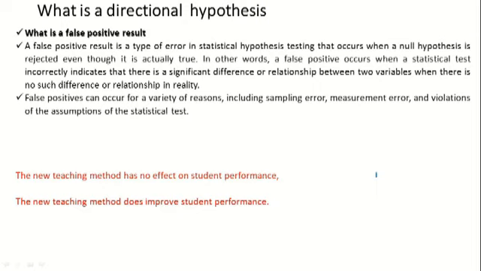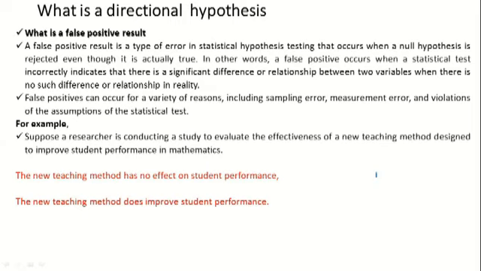And we have violated the assumptions of the statistical test, and I said there are three for this independent sample t-test: normality, independence, and homogeneity of variance. If you violate these, then you're likely to get a false positive in your results.